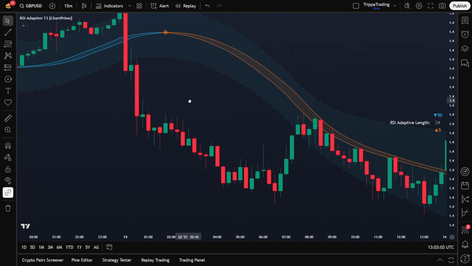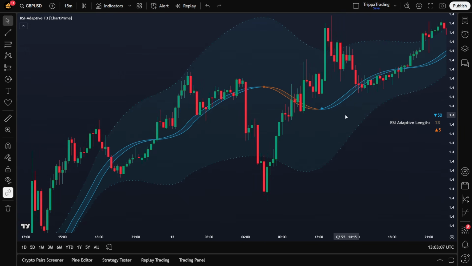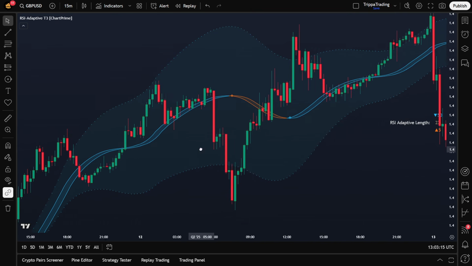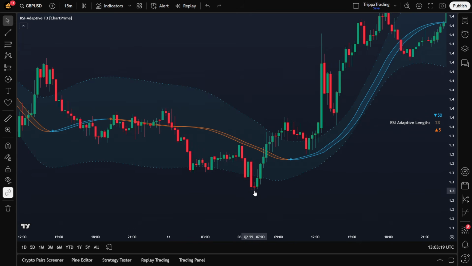You can also use the bands as dynamic support and resistance zones. So in an uptrend, if price pushes into the upper band and then stalls or gives a red bearish candle, it might be a short-term overbought situation. That's where you can think about taking partial profits. In a downtrend, if price touches the lower band and bounces, it could mean a short-term oversold condition.